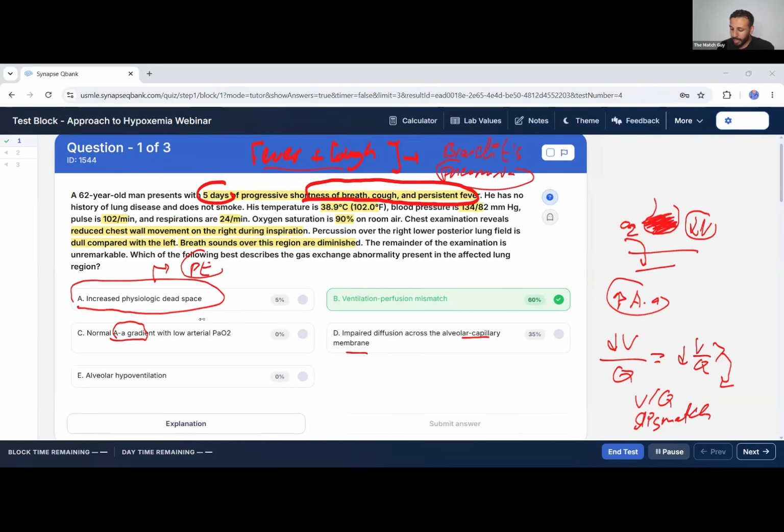And alveolar hypoventilation. Whenever you see this answer choice, it doesn't mean that there is part of the alveolus that has pneumonia. It means that there is global hypoventilation.